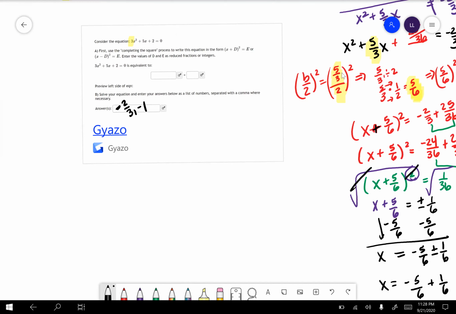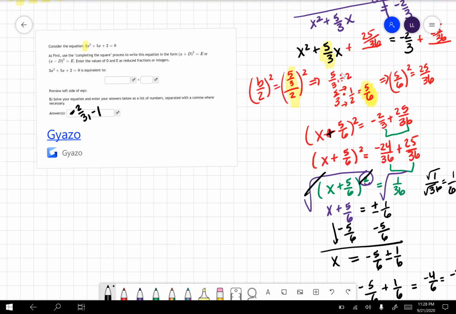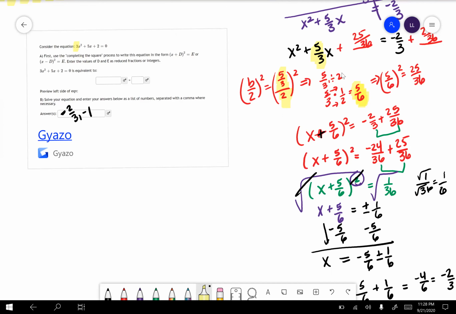All right, but we're not finished with this problem because remember it said to write down the equivalent equation. And so our equivalent equation was this right here. x plus 5 over 6 squared equals 1 over 36. So let's go ahead and write that in there. x plus 5 over 6 squared is equal to 1 over 36. And voila, we're finally finished.